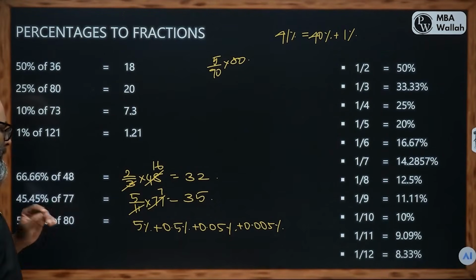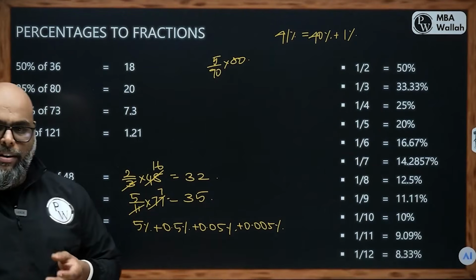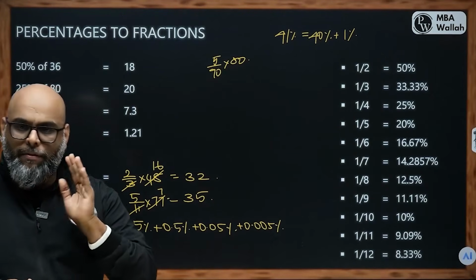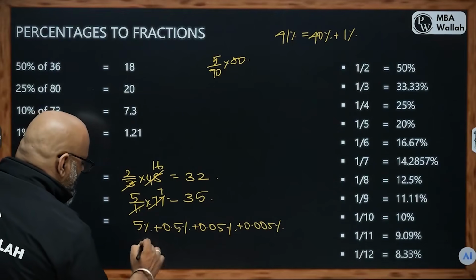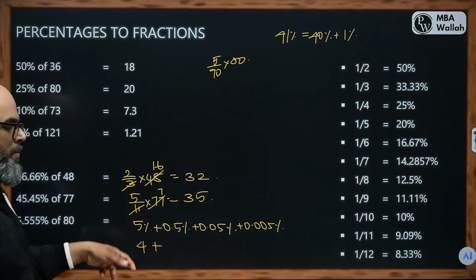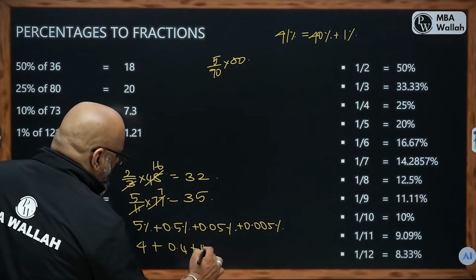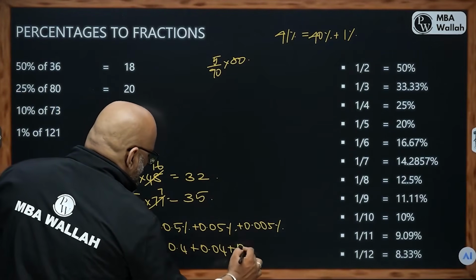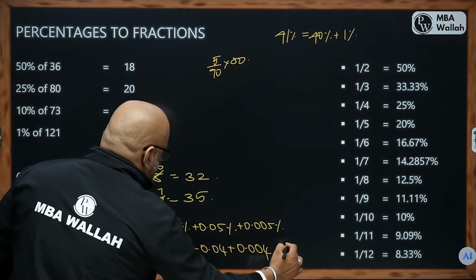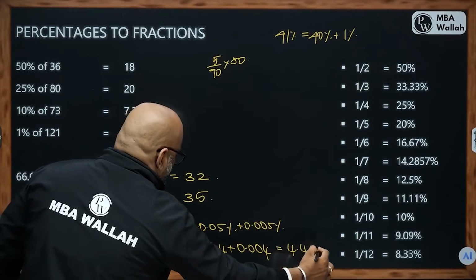Right. So what is 10% of 88? 5% will be half of that, so it will be 4. If 5% is 4, 0.5% will be 0.4. So this will become 0.04 plus 0.004. So the answer is 4.444.